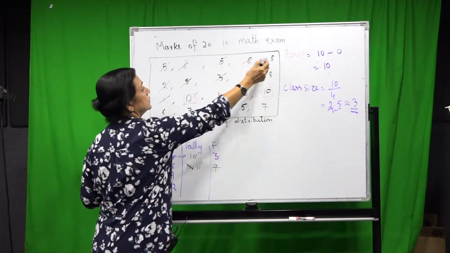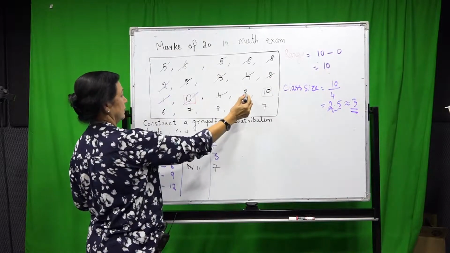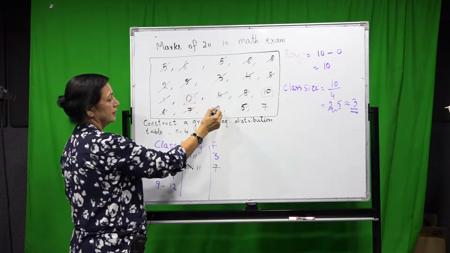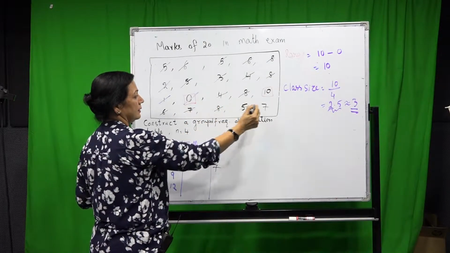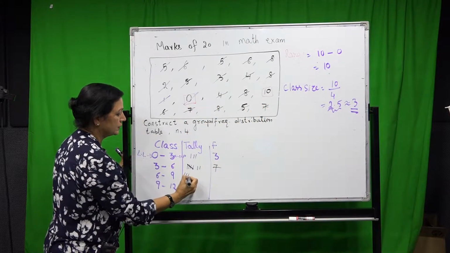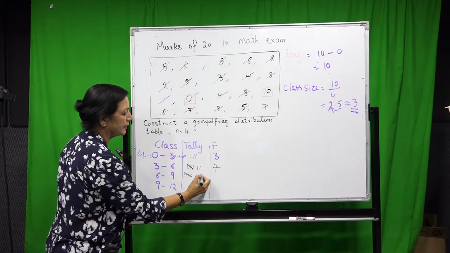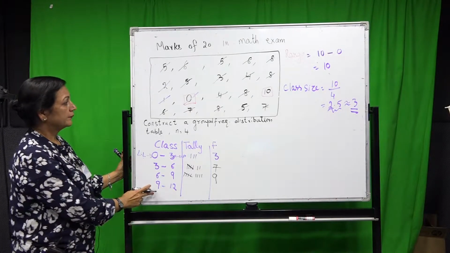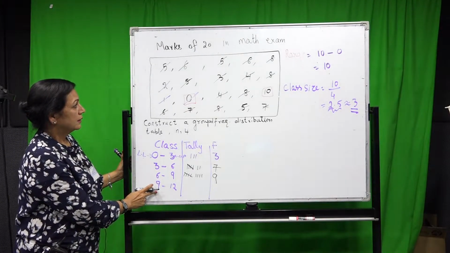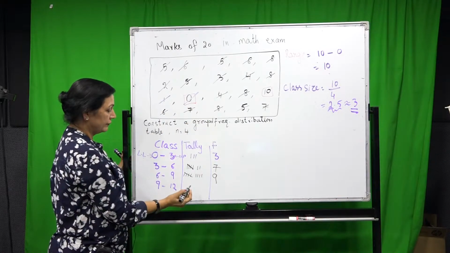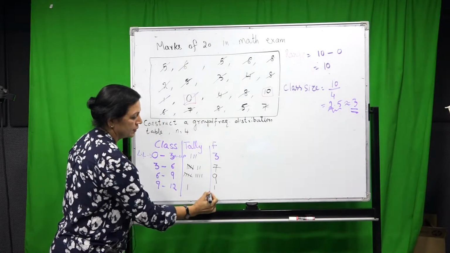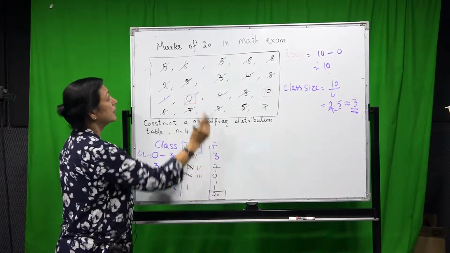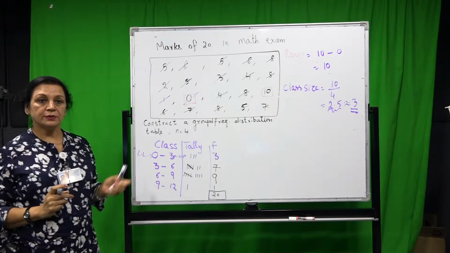Now, from 6 to 9, similarly 6 will be included. 1, 2, 3, 4, 5, 6, 7, 8, 9. Now, 9 to 12. Is 9 there? No, there is only one number left, 10. So, what is the frequency? 1. Check the total frequency. It is 20. And how many numbers are there? 20. So, it is matching with the frequency.